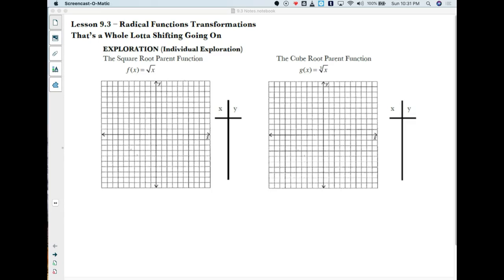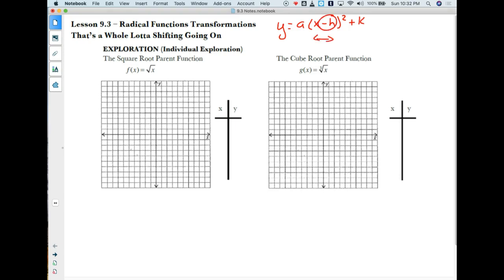Okay, ladies and gentlemen, 9.3, day one. Very, very straightforward, easy lesson. Everybody hates graphing, but I'm going to remind you that once we taught you how in your y equals a times x minus h quantity squared plus k, when we did our 149, remember what this did? This horizontally shifted my function opposite the sign, and this vertically shifted same as the sign.